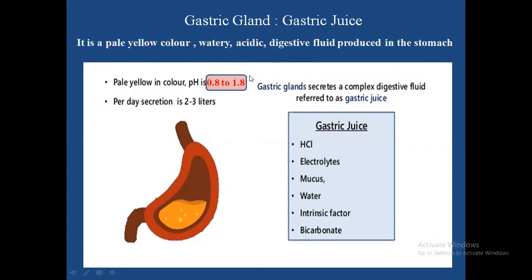Gastric juice, I already told, is pale yellow in color. The pH of the gastric juice is 0.8 to 1.8. So you know, pH 0 to 1 means a very strong acid. That's why this gastric juice has a very acidic nature. Generally, per day, it secretes 2 to 3 liters of gastric juice.